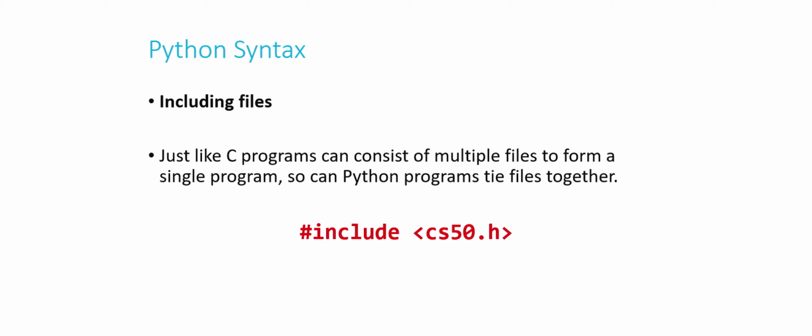So in C, we had the notion of including files if we needed to get additional information from libraries, for example, like stdio.h or cs50.h. We can do the same thing in Python. In C, it was pound include. In Python, we import, and instead of being called header files or libraries, we generally call them modules. But we could import cs50, and if we do, we could then call some of the CS50 functions we might be familiar with.